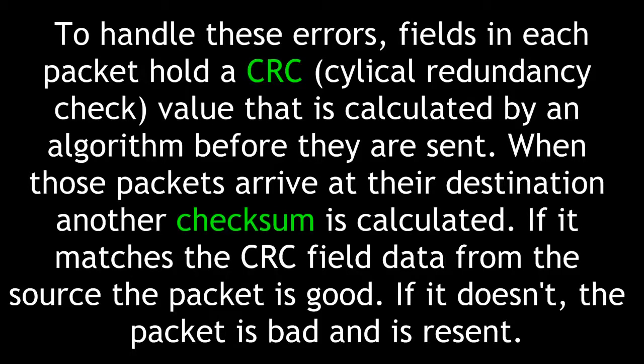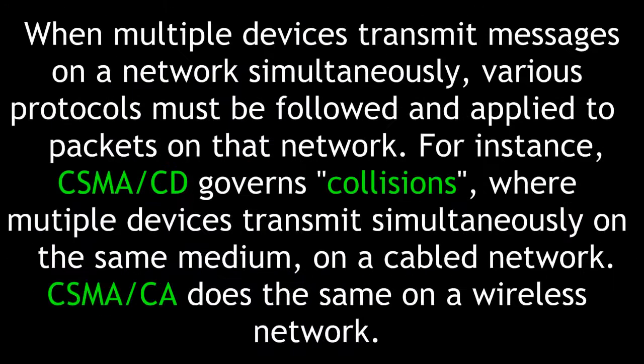This is just one of the ways the field data is used in each packet or datagram, and we can configure iptables to make use of this. When multiple devices transmit messages on a network simultaneously, various protocols must be followed and applied to packets on that network. For instance, carrier sense multiple access with collision detection governs collisions, where multiple devices transmit simultaneously on the same medium, on a cabled network. CSMA/CA, or carrier sense multiple access with collision avoidance, does the same on a wireless network.